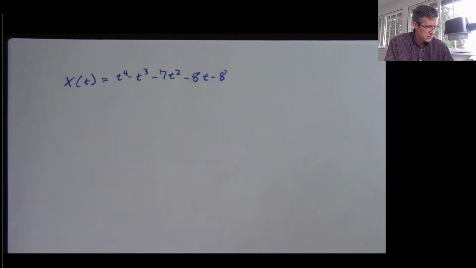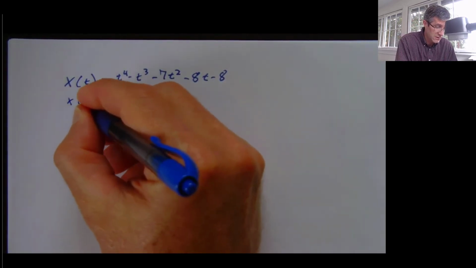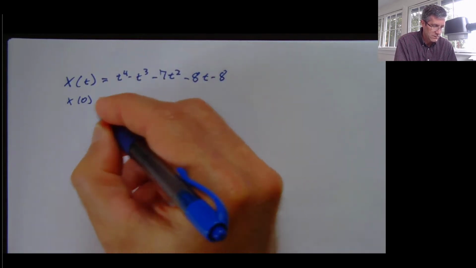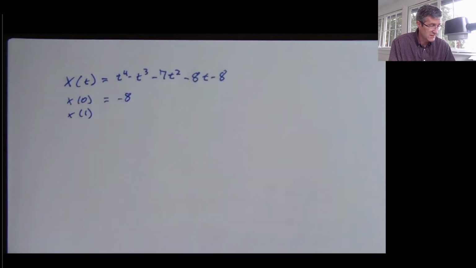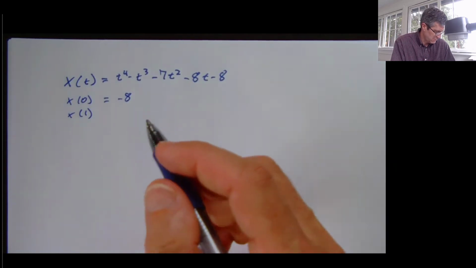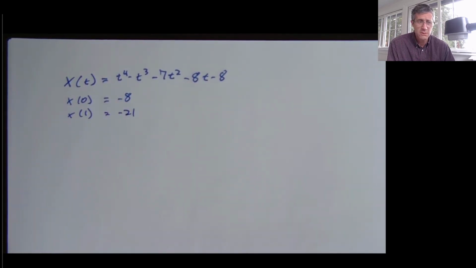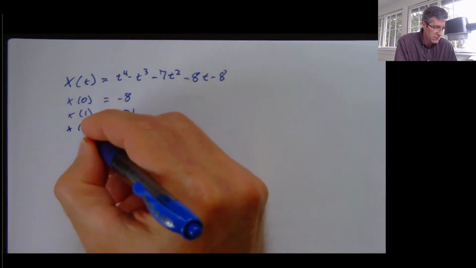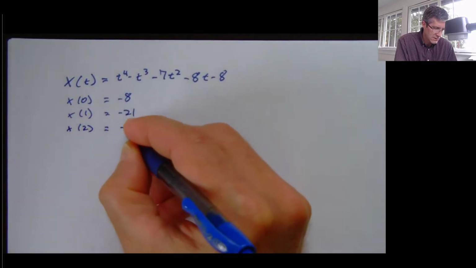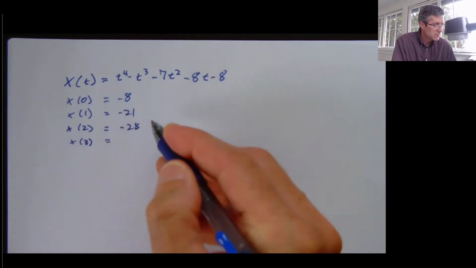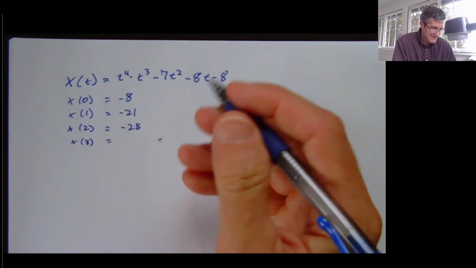So here we go. One way to interpret this is, well, let's just plug in some numbers and see what it looks like. So I'm going to say, well, what's x at 0? I plug in 0, and I'm left with minus 8. What's my position at time equals 1 second? Well, I don't know, but it looks like minus 21. And we do the same for a few more, and we can get a feel for this graph and how it's behaving. So far, pretty consistent, but then it's going to change.